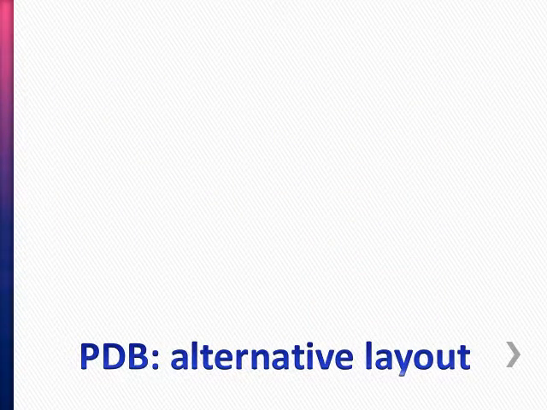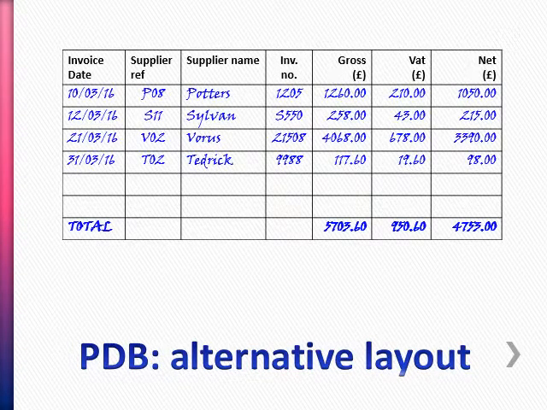Now, earlier on, I said that we could have alternative layouts, that the columns could be in a different order, and here we've got an example of that. So all of the columns contain the same information as before, but we've changed the order of the gross, VAT and net columns. This time we've got the gross on the left hand side and the net on the right hand side of the table, whereas previously those columns were reversed in order.